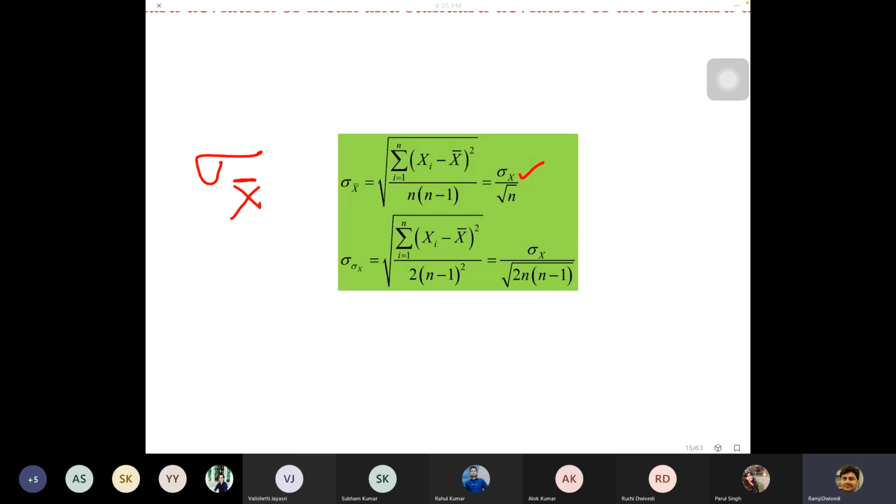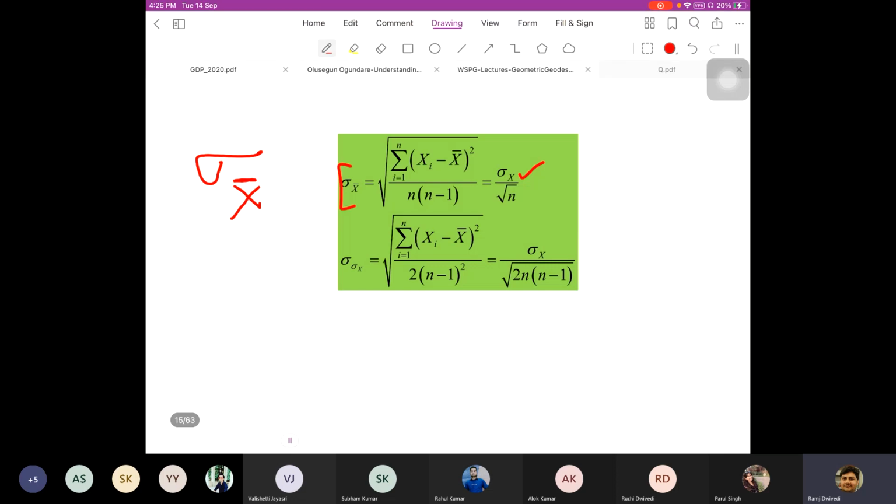At this moment, maybe with your background knowledge, some of you could prove it, but later on you will realize that you can prove this out. And the standard deviation of the standard deviation is this.